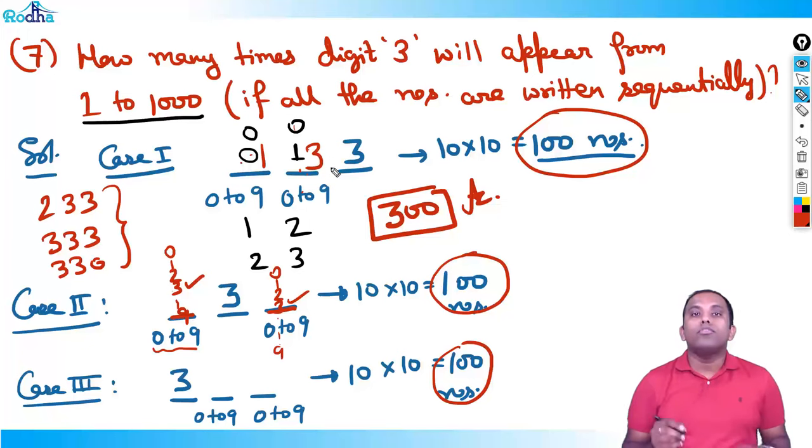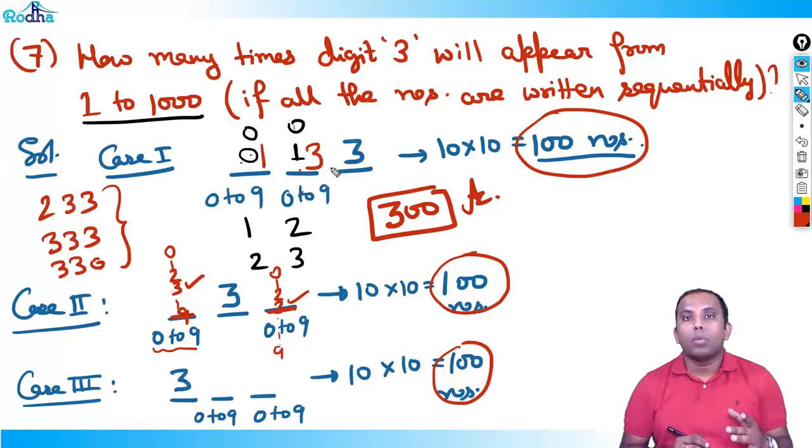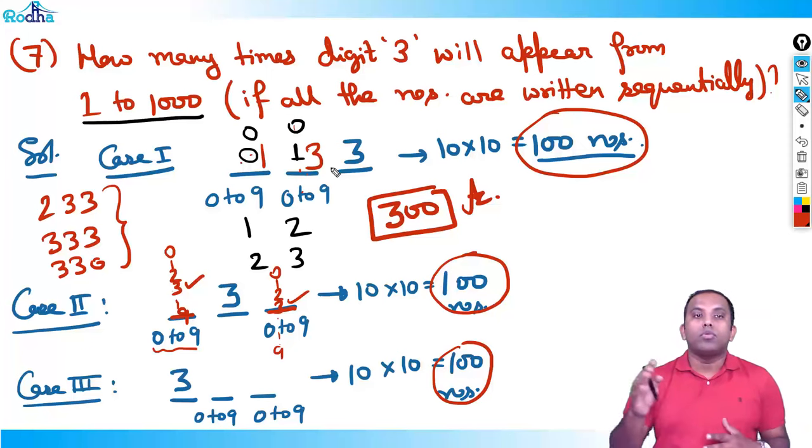Again 300. So every single non-zero digit will appear from 1 to 1000 how many times? 300 times, right? They will appear 300 times from 1 to 1000.